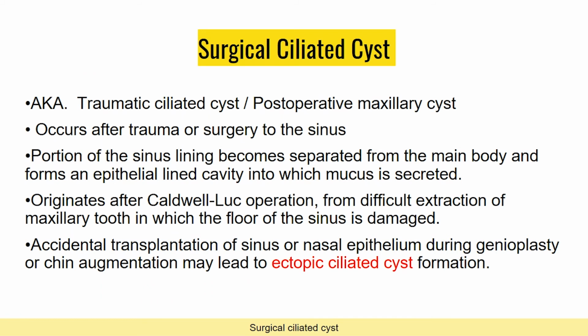Next is surgical ciliated cyst. Surgical ciliated cyst is also known as traumatic ciliated cyst or post-operative maxillary cyst. It occurs after trauma or surgery to the sinus. Portions of the sinus lining become separated from the main body and form an epithelial lined cavity into which mucus is secreted. It originates after the Caldwell-Luc operation or from difficult extractions of maxillary teeth in which the floor of the sinus is damaged. Accidental transplantation of the sinus or nasal epithelium during genioplasty or chin augmentation may lead to ectopic ciliated cyst formation.